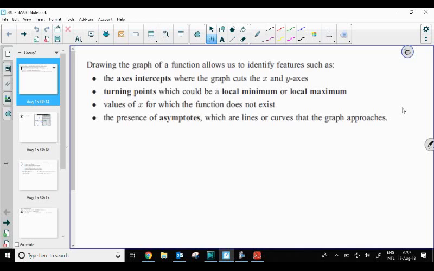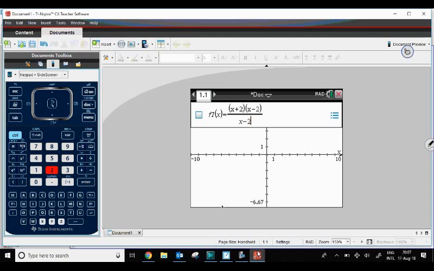Any values for which the function does not exist, more on that in a moment, and also any asymptotes, which we talked about in the rational function section. That'll be the same idea here. When we talk about values for x where the function does not exist, you need to think about these things algebraically. You can't just rely on your calculator. I'll give you an example here.